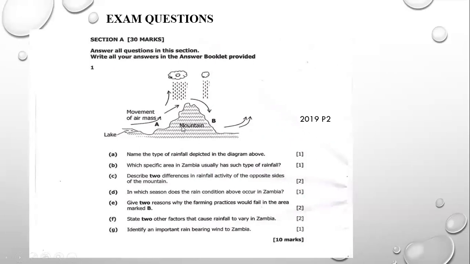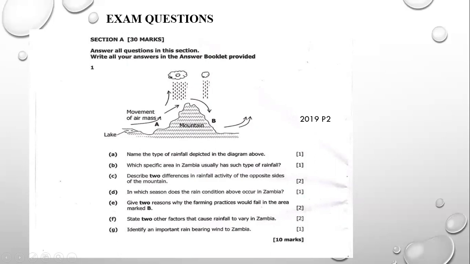Whenever you see a mountain barrier, what should come into your mind is relief rainfall or orographic rainfall. So the answer here is orographic or relief rainfall. B, which specific area in Zambia usually has such type of rainfall?